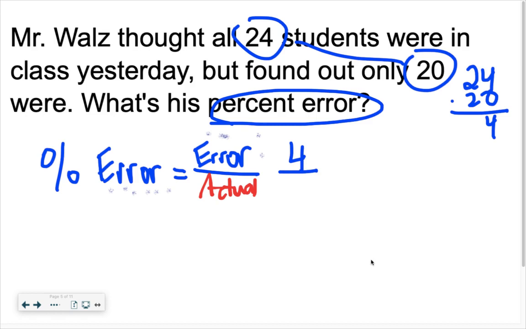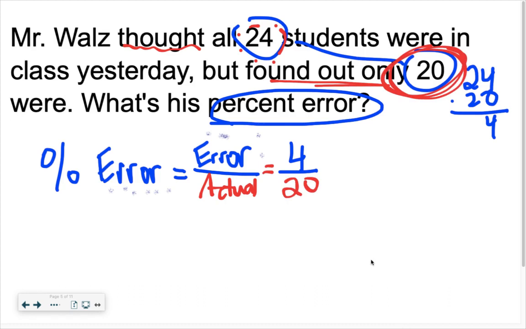Now here again, be careful. Which one was the actual? We need the actual. Everyone say actual. I don't know if you said it, but I hope you did because I'm not there. But actual, again, was that 24? No, I thought there were 24. I was wrong. I found out there were only 20. I found out there were actually 20 students. So that's why the 20 needs to go down here.